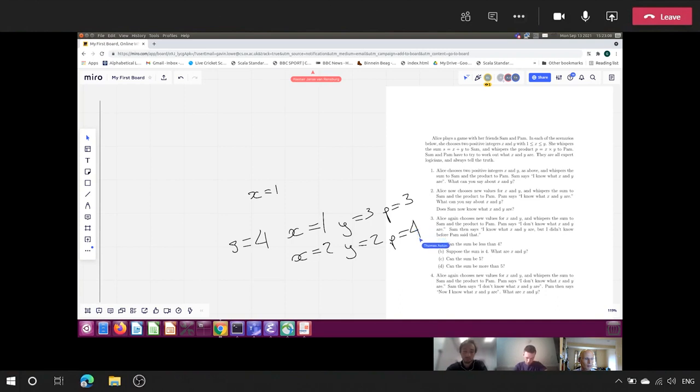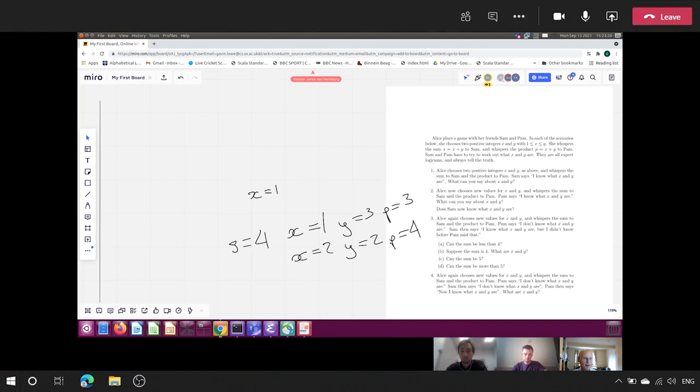If p equals 3, then Pam's been given a prime number, which means that she knows the values of x and y. However, since she doesn't know what the values of x and y are, we must therefore have that x equals 2 and y equals 2.